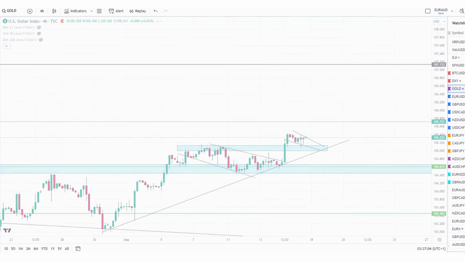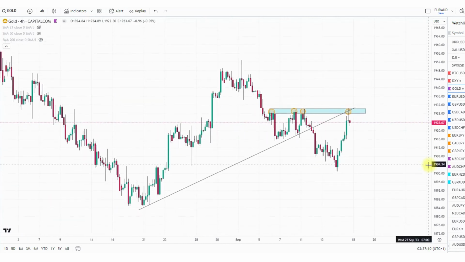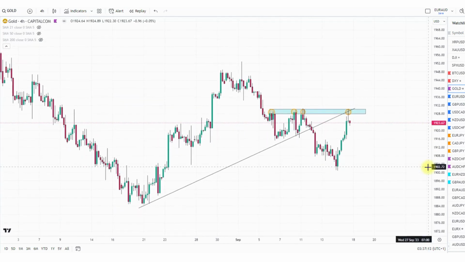The first pair we want to check is gold, so let's check my bias on gold. My bias on gold still remains to the downside, as I'm looking for the Fed to probably hold the rate or increase the interest rate. If the Fed hikes the interest rate, then we should take out this low right there, and gold should fall massively. But if they hold the rate, you might see a break of this structure to the upside.